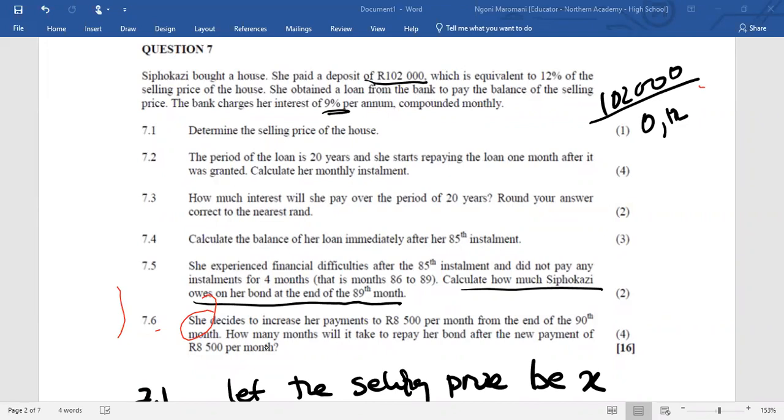Then 7.6 there, it was just saying now from the 90th payment, how many more months will she pay if she increased the payment by 8,500? That is 16 marks. So one good thing about financial maths is it's a topic where we can easily get marks in the examination, and it doesn't waste a lot of time. Are we getting that one? Yes. I just hope that all that we have done has helped you.